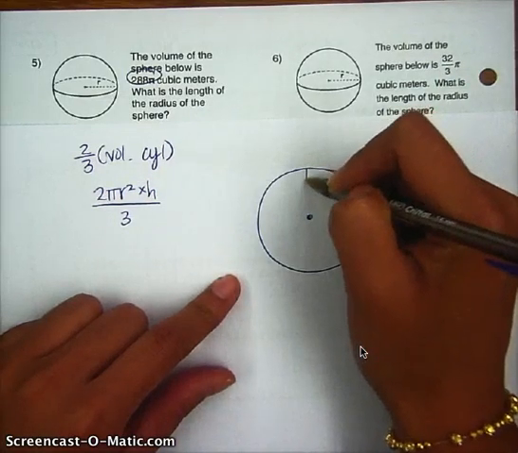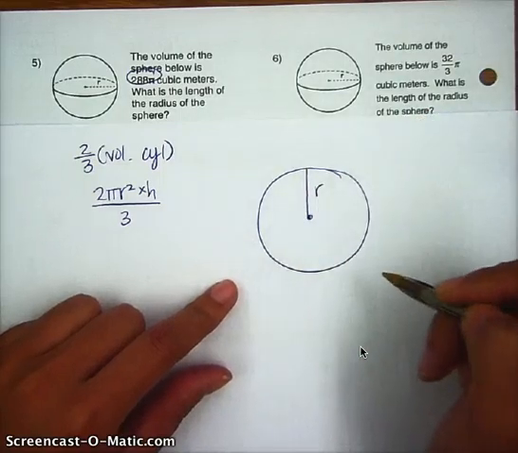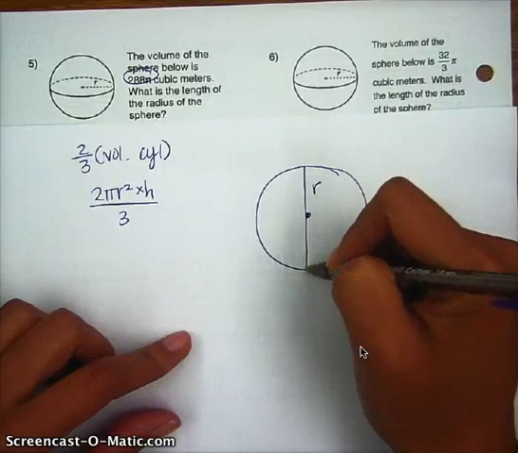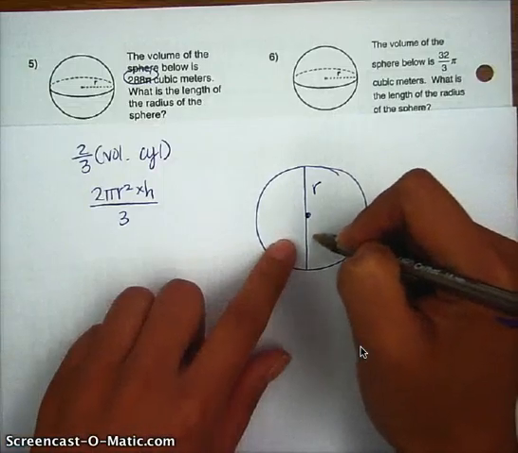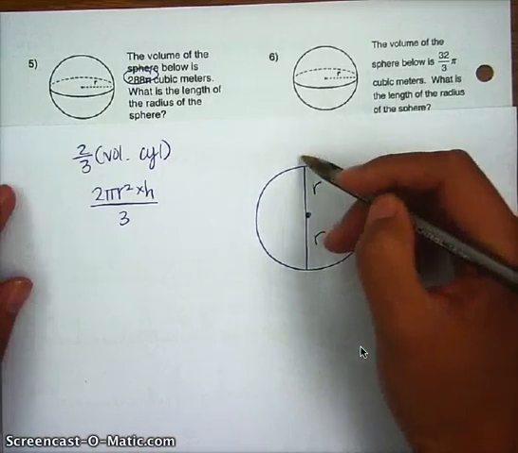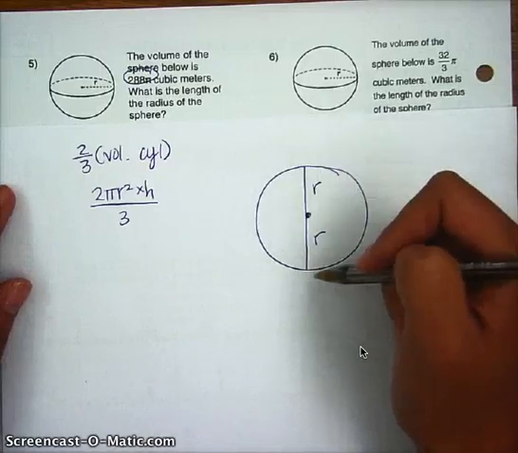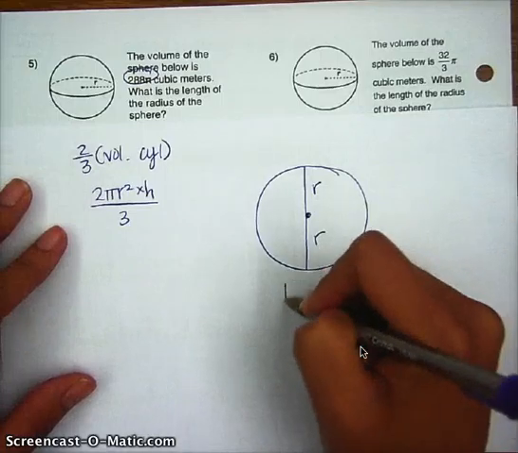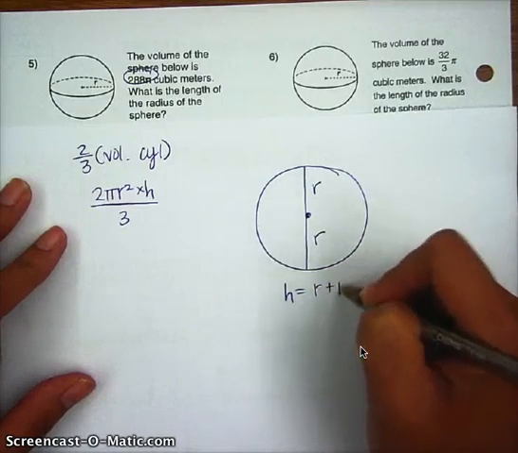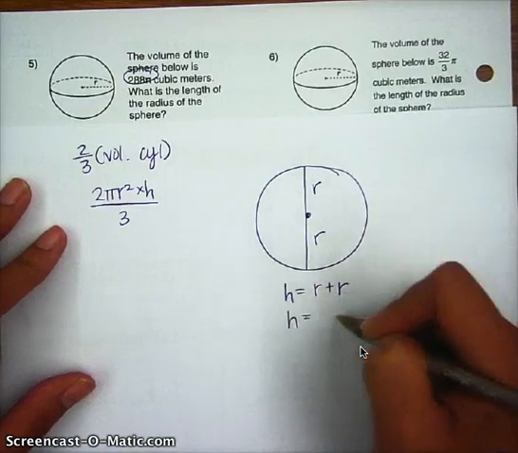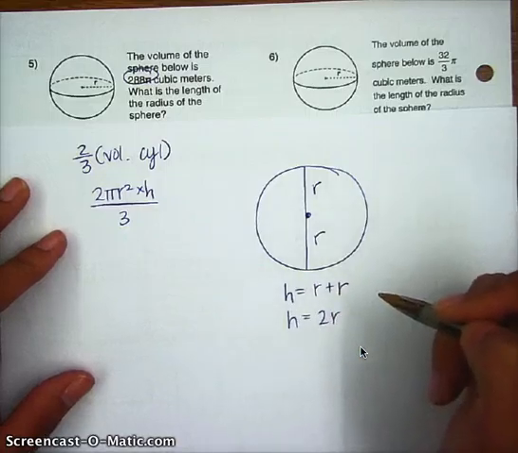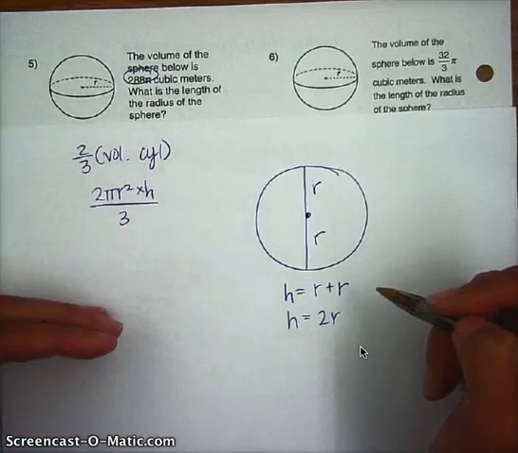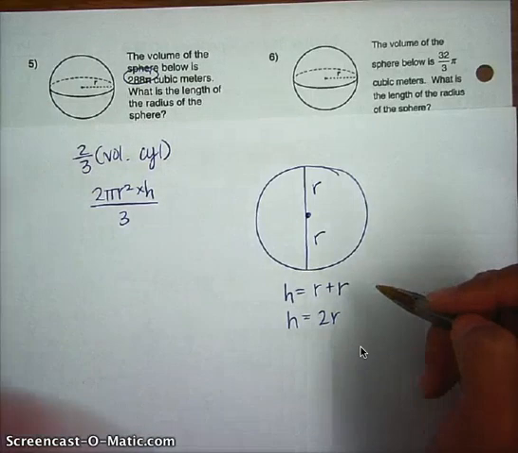If I were to draw a line like this and call this r, this is not my height, right? What if I draw in another radius? And this would, of course, then be r as well. Would this be counted as my height? Yes or no? Yeah. So what is this? My height is basically r plus r, which means h equals 2r. If it was r times r, it would be r squared. But if it's r plus r, it's just 2r. Okay? Watch what I do now.